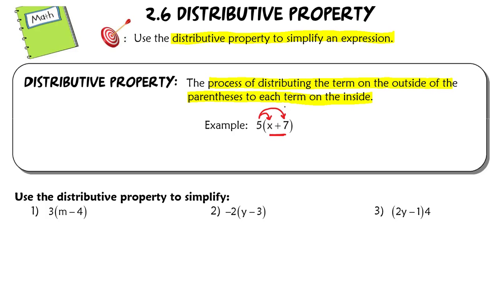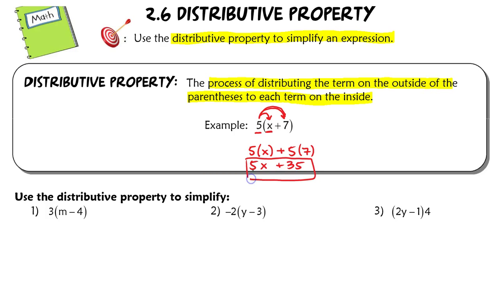So I like to draw those little rainbows in there, or arrows, and that just helps me to remember what I'm supposed to distribute. So I'm going to take this 5 and I'm going to multiply it by the x first. So that's 5 times x, and then I'm adding to that 5 times 7. So then I simplify this and I rewrite this as 5x plus 35. So this would be my final answer here.